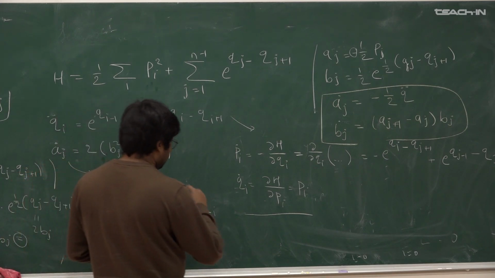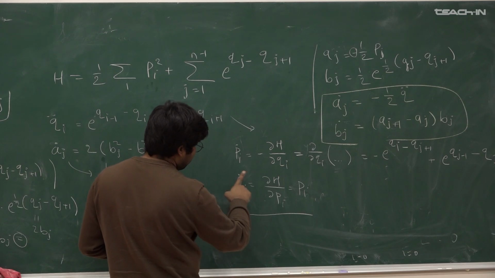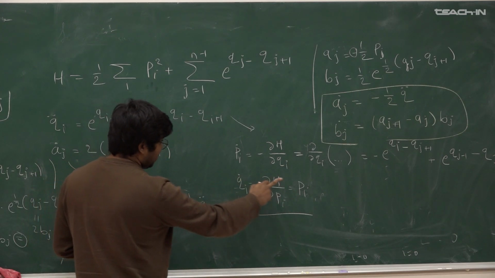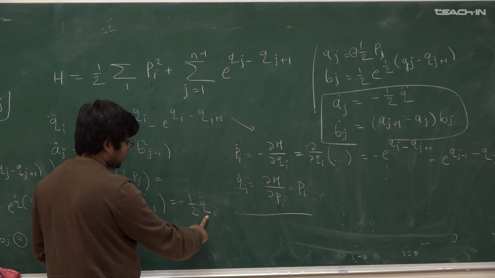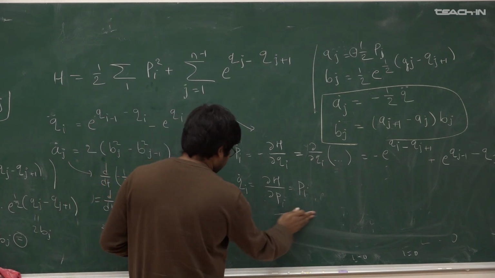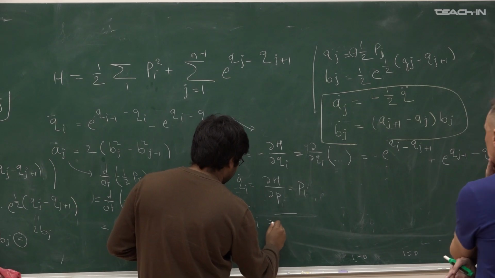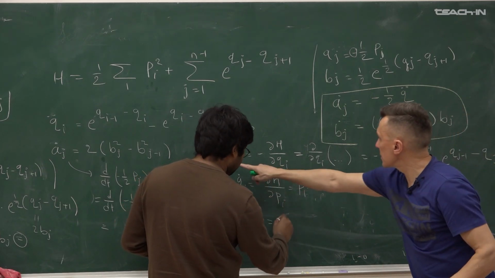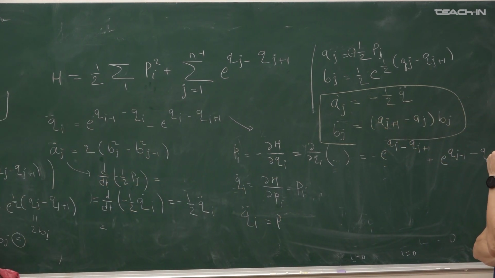Because we see that Qi dot is just Pi. So if I put here another dot, it will be Pij, which is this. I'm trying to say, isn't it just this Pi double dot? Yes, but you know pj dot is equal to this.